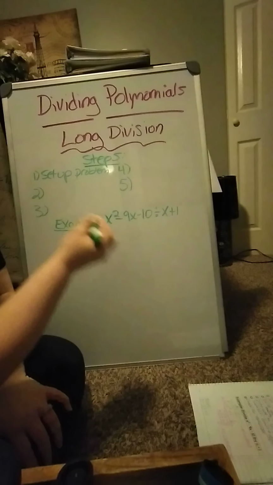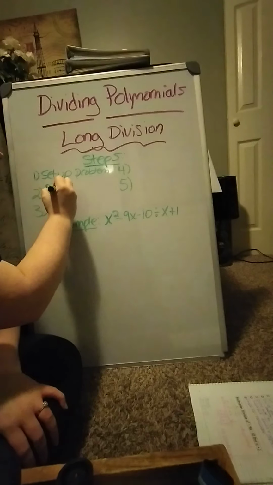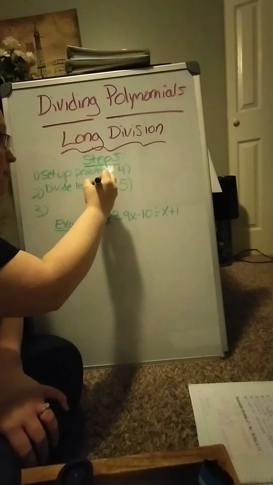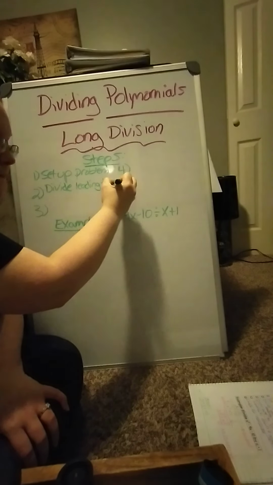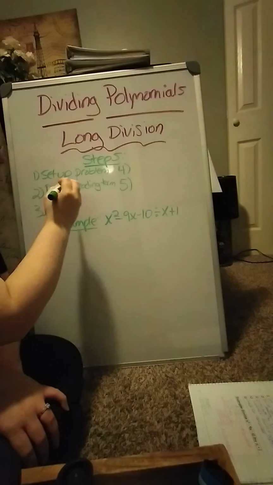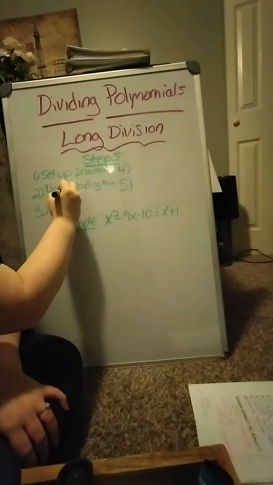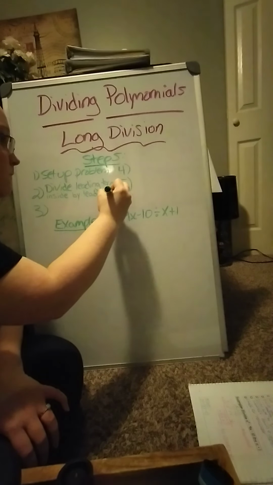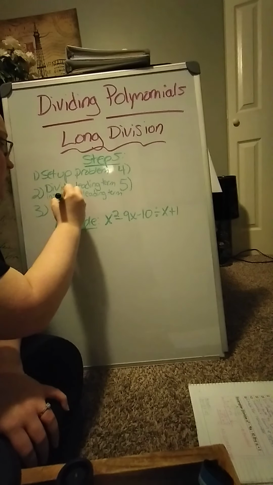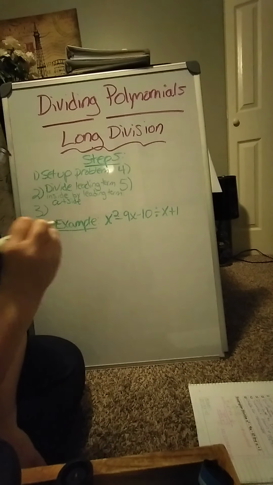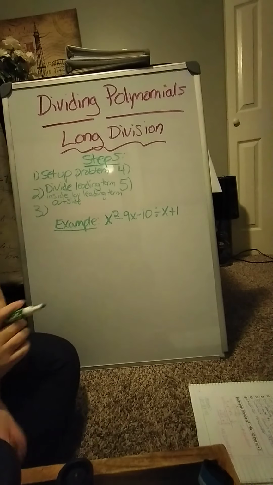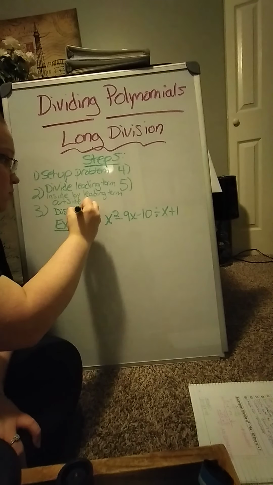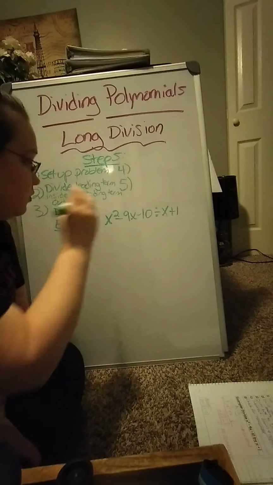Second step is to divide the leading term inside by the leading term outside. And when we do our example, I'll explain to you what that means. After you do that, you distribute to the divisor.